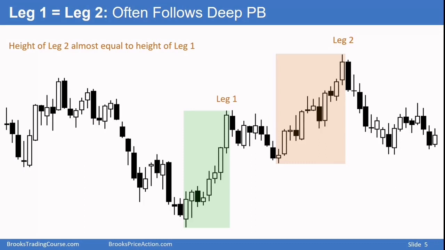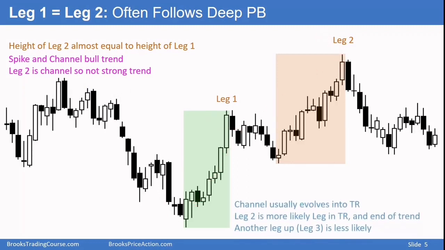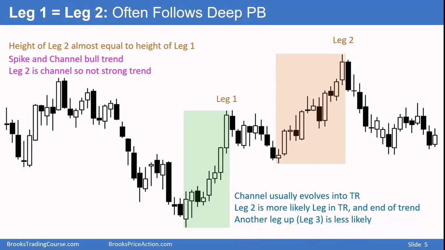Very often, a leg 1, leg 2 measured move takes the form of a spike and channel bull trend. So very strong bull breakout, spike, pullback, channel, wedge channel, 1, 2, 3. Spike and channel bull trend, channel, weaker trend than the bull breakout. And you expect it to evolve into a trading range.